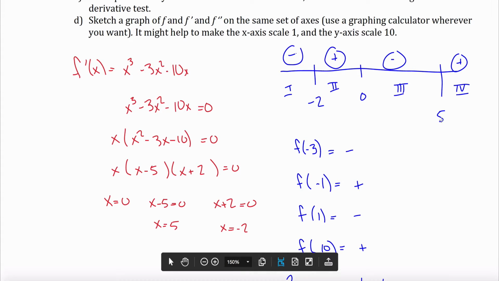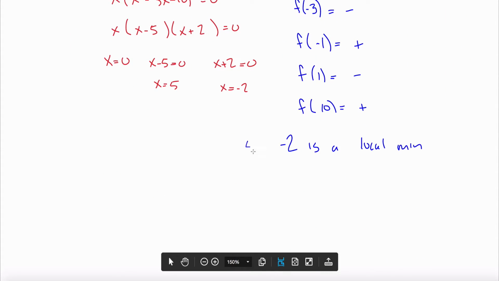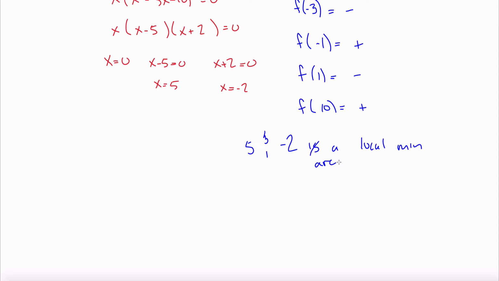Similarly, at 5, my graph was decreasing, then it starts increasing. So 5 and negative 2 are... I shouldn't do that, that's just sloppy. 5 is also a local minimum.